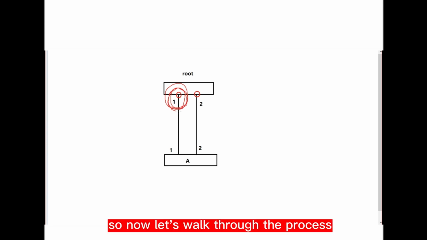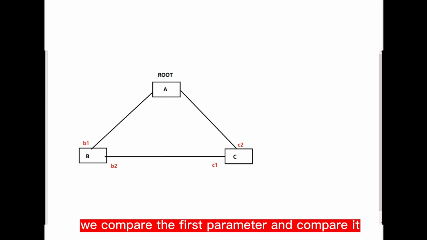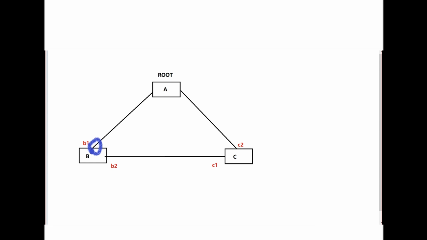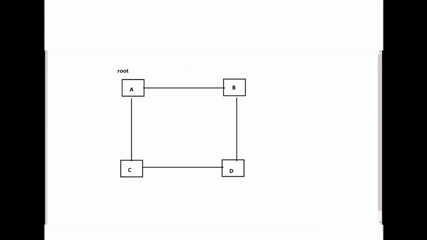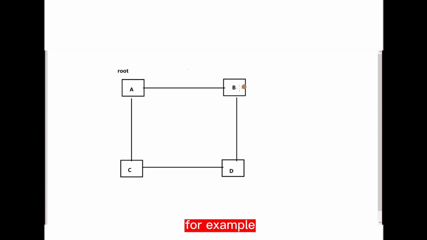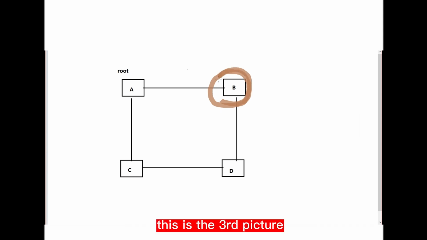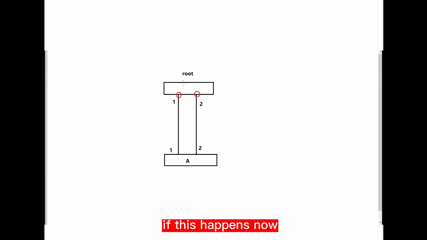So now let's walk through the process. In the graph, we compare the first parameter. If we can compare it, we choose it. If we can't compare, we apply such a graph. We compare the second parameter. For example, if the value of device B is small, we choose B. This is the third picture. If this happens now, we choose it.